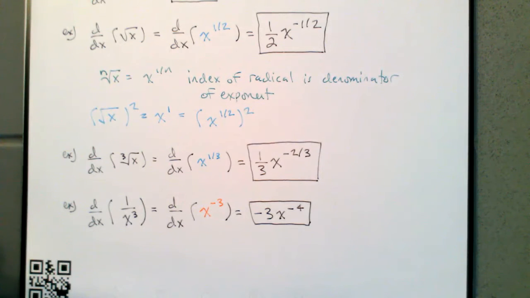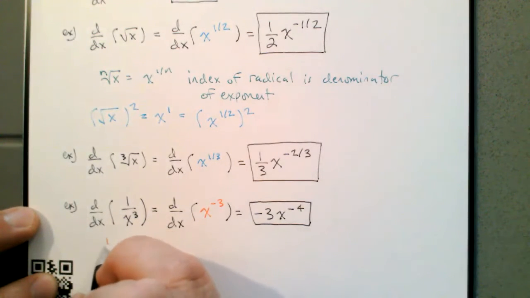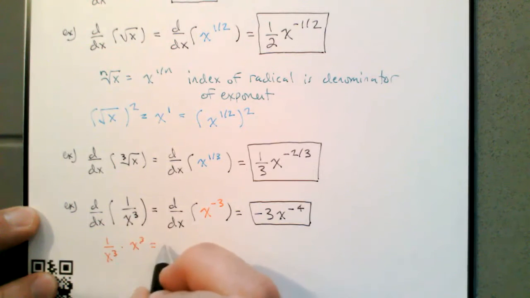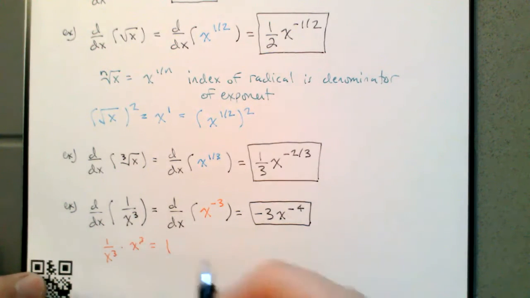This makes sense because if I have 1 over x to the 3, I know it should cancel out with an x to the 3rd. So if I write 1 over x to the 3rd, and I multiply that by x to the 3rd, we know that this will cancel out to 1, or x to the 0 power.